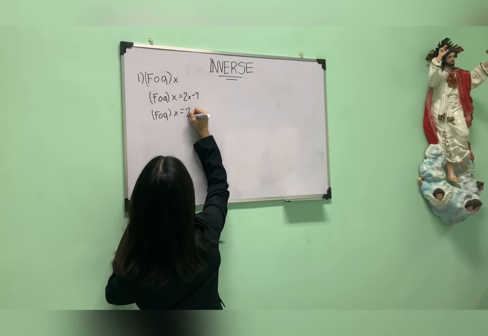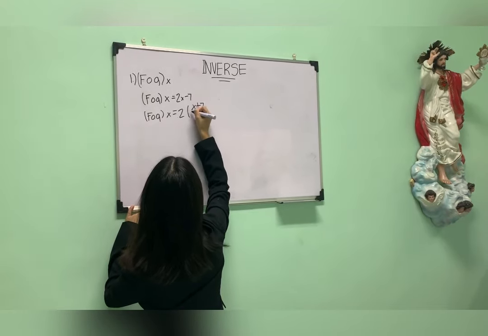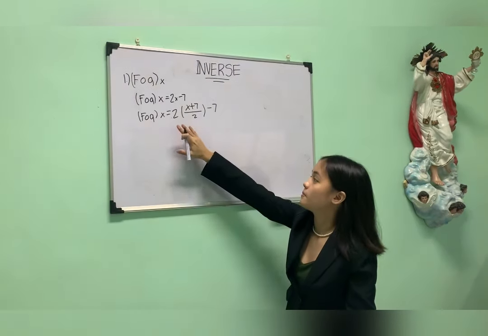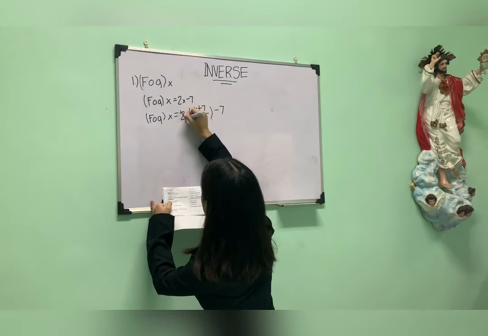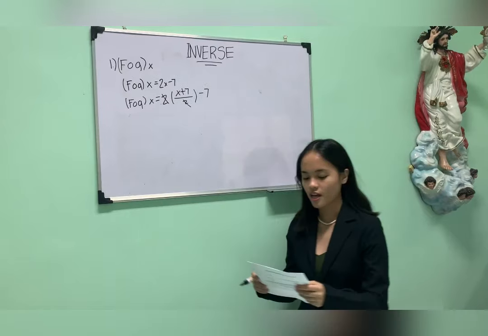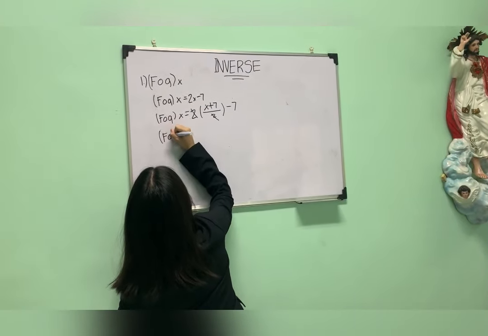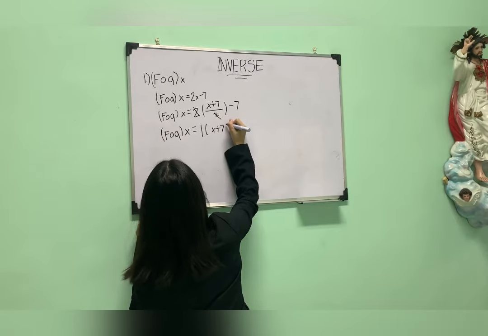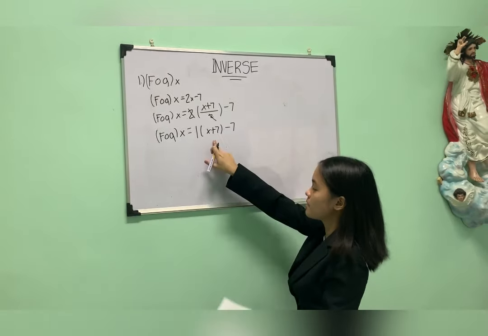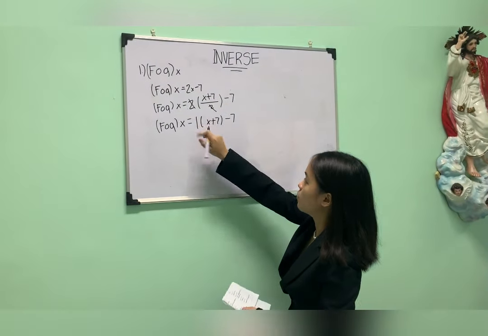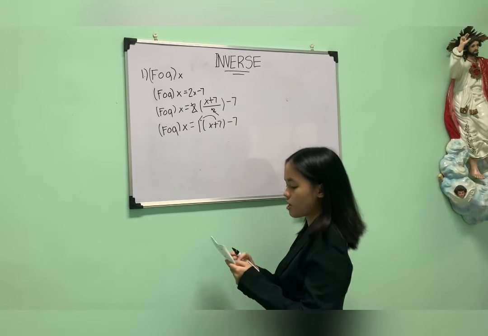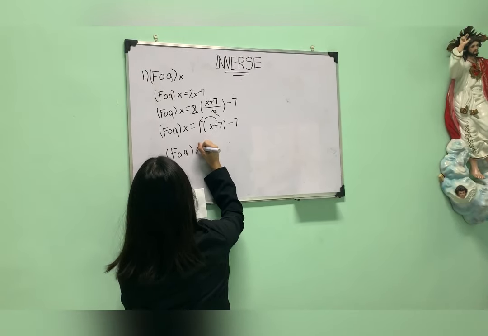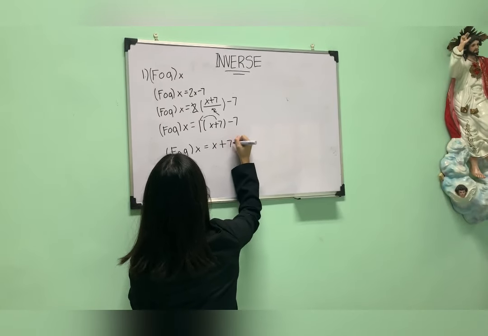f circle g is equal to 2 times the quantity (x plus 7) over 2, minus 7. Simplify. Cancel 2 in the fraction inside the parentheses. So that would become f circle g is equal to 1 times (x plus 7) minus 7. Multiply x plus 7 with 1. That would become f circle g of x is equal to x plus 7 minus 7.